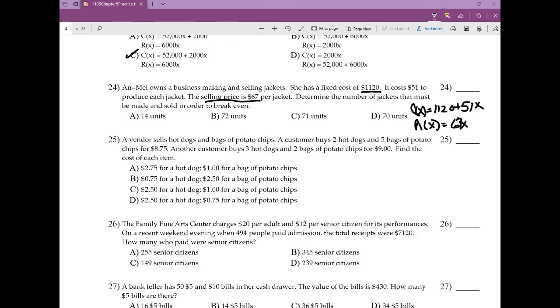So to break even, we set these two equations equal to each other. So I'm going to do the work over here. So 1120 plus 51x is equal to 67x. And then this becomes 1120 equals, subtract, you get 16x. After you subtract, and then you divide by 16 on both sides. And then you end up with X is equal to 70. So 70 units would be what you would need.